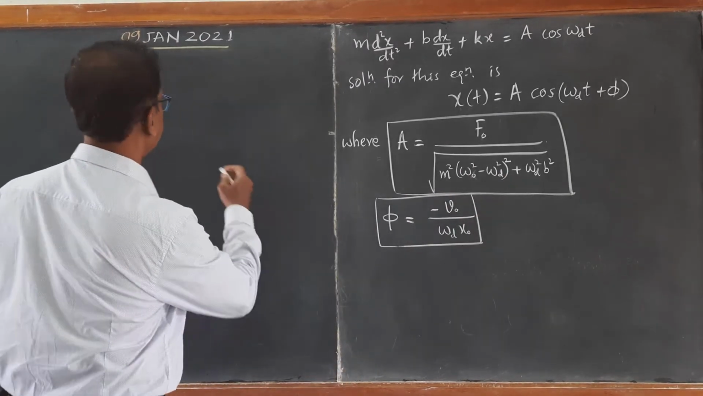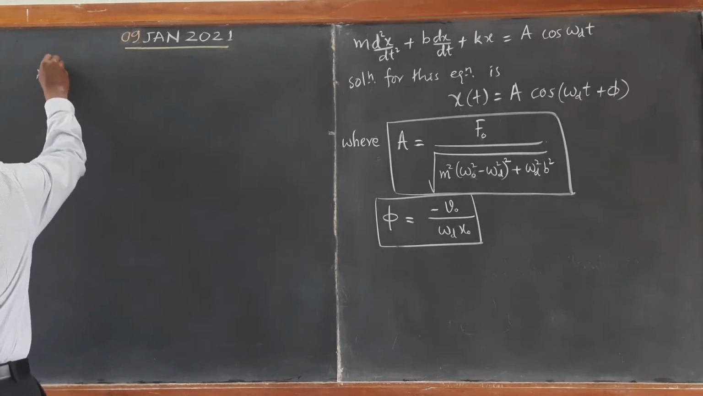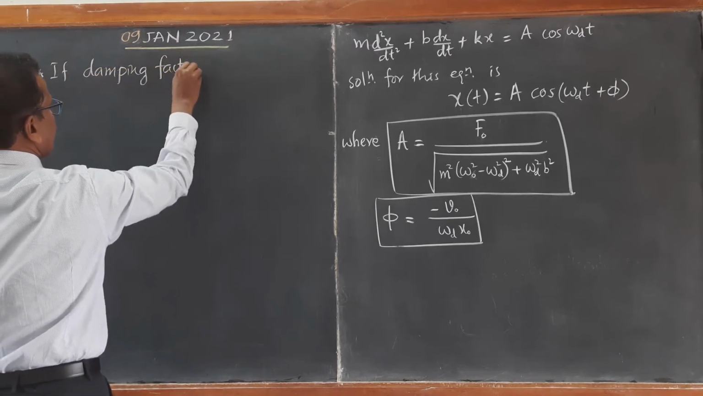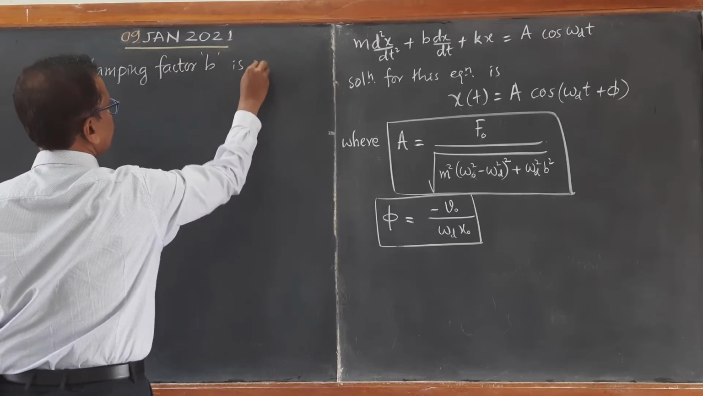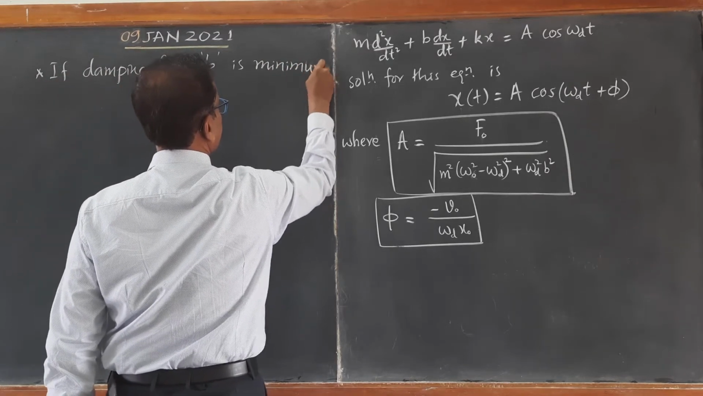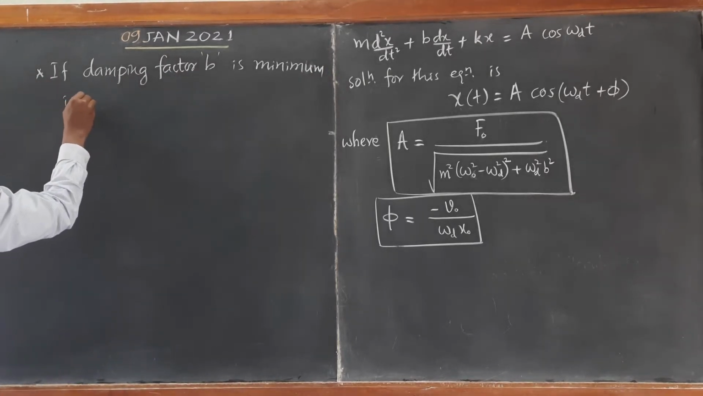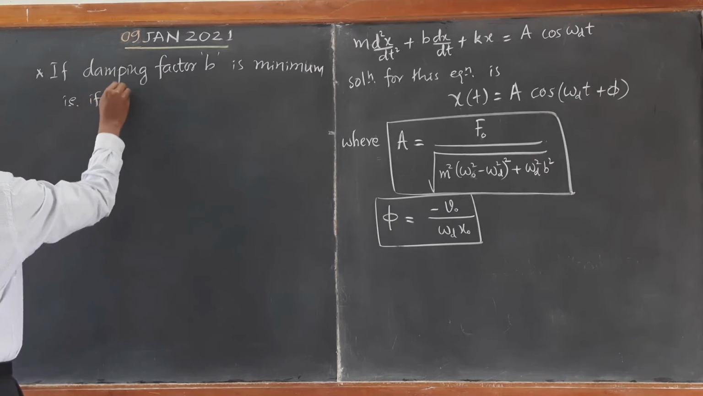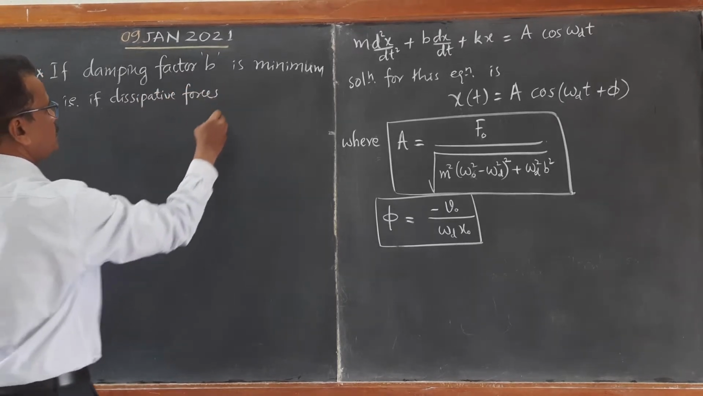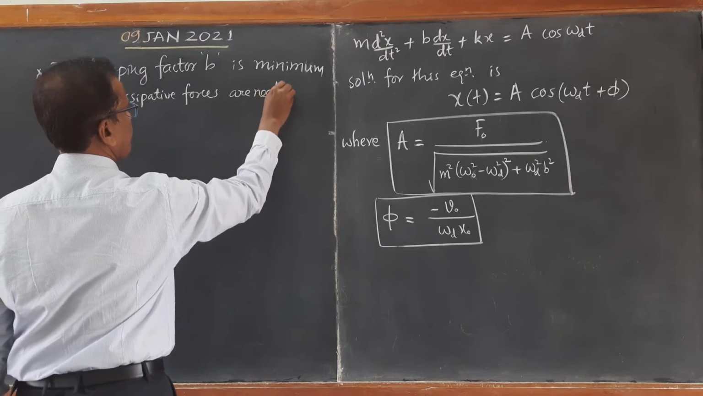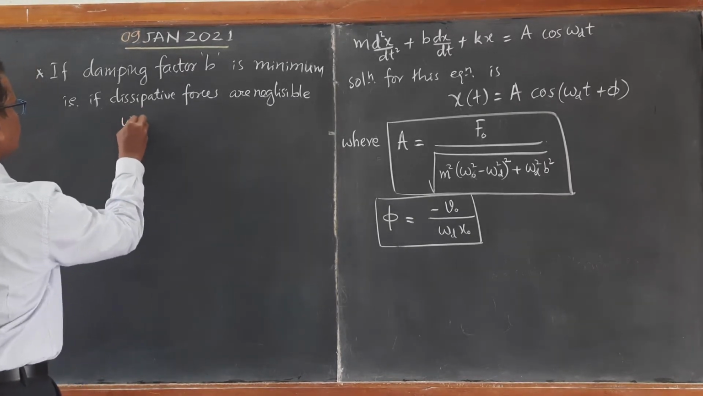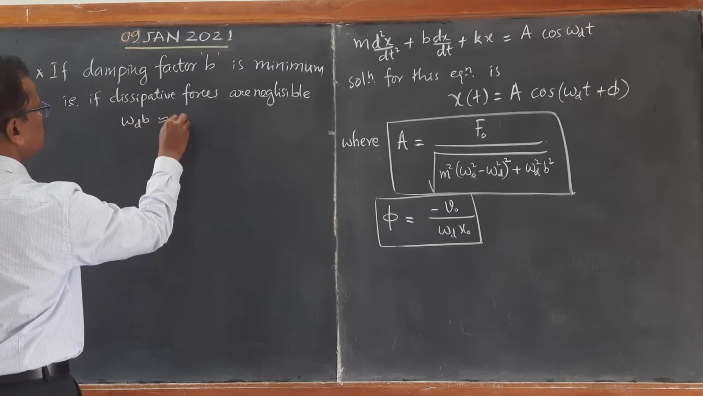So I am writing now, if damping factor b is minimum, that is, if dissipative forces are negligible, then omega d b is almost taken to be 0.